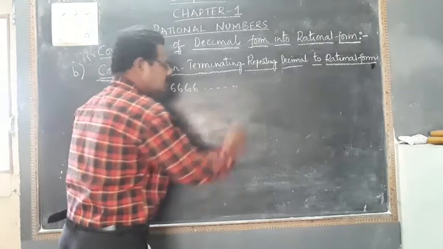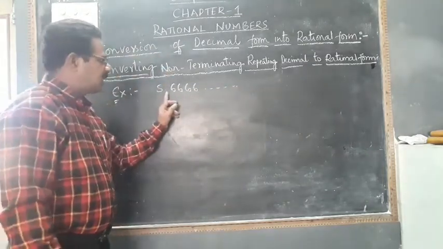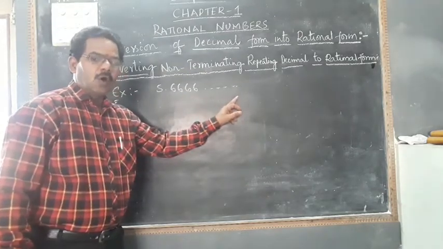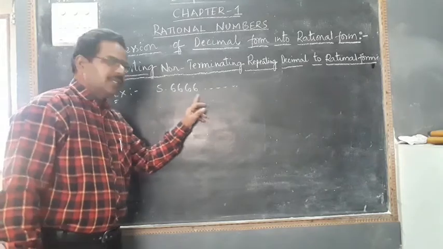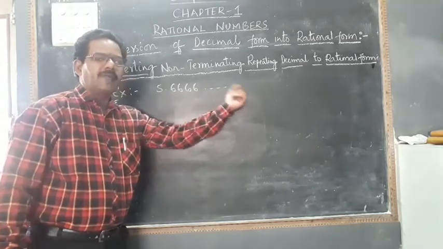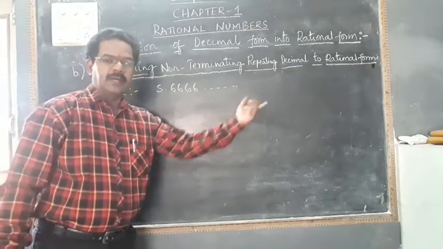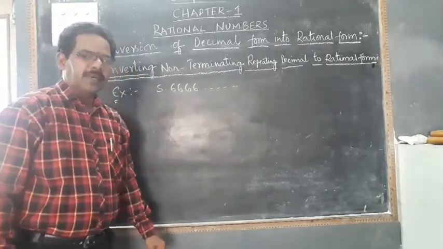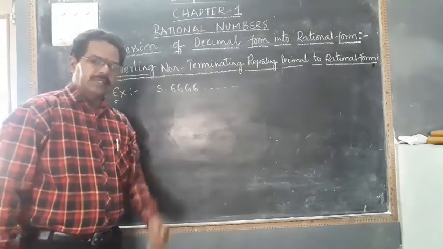5.6666 and so on. Here, after the decimal point, the digits are repeating. How many digits are repeating? Only one digit is repeating. So the same digit is repeating many times, unlimited times it will repeat. 5.6666 and so on, unlimited times it will repeat.